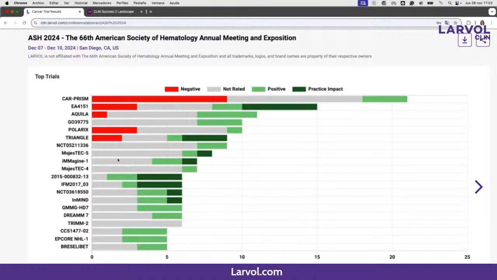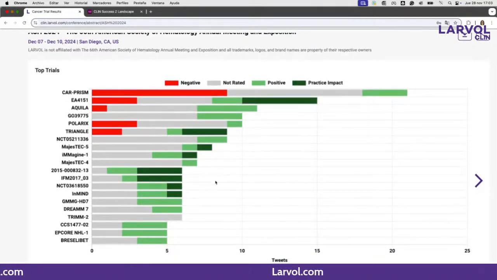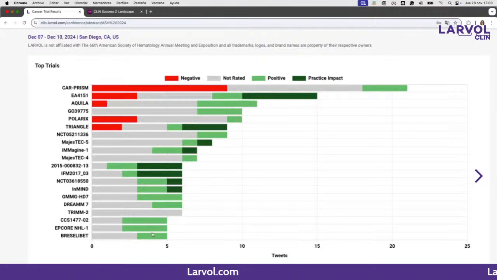Maybe mixed, but it will take studying the nature of the commentaries as opposed to just automatically deriving what the trial is here. Polarics we can probably say is negative, right? Triangle is probably another mixed one, another complex one. If you look at a few below, they also clearly expected to be positive because there's no negative comments, and a lot of people are talking about practice changing.